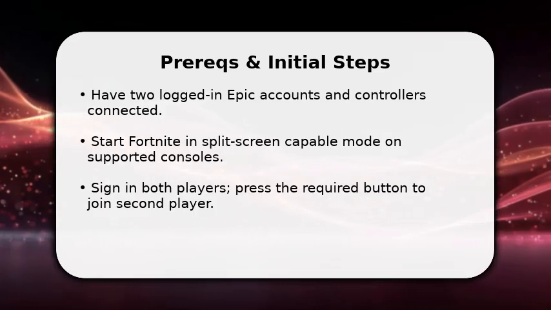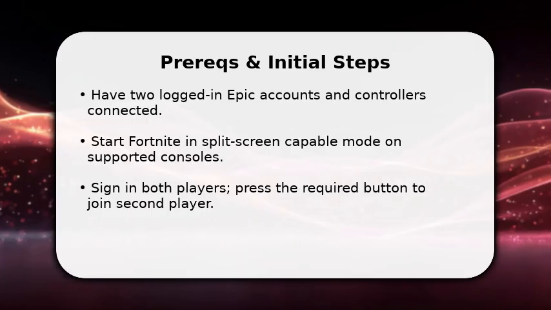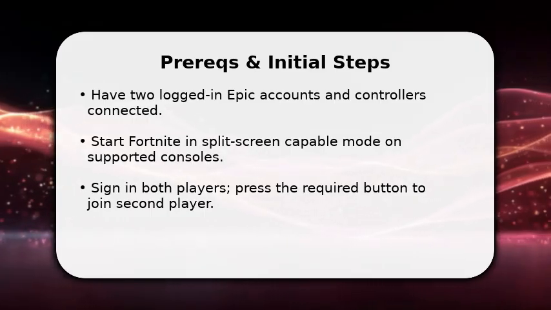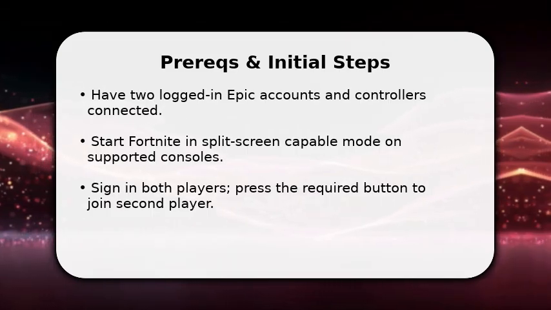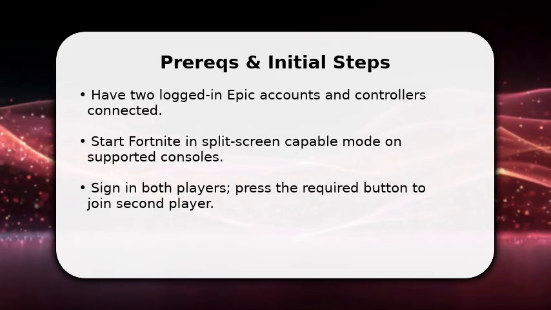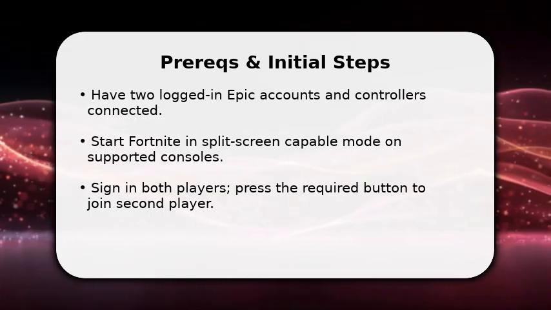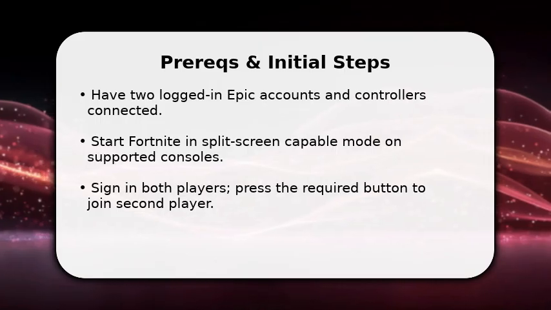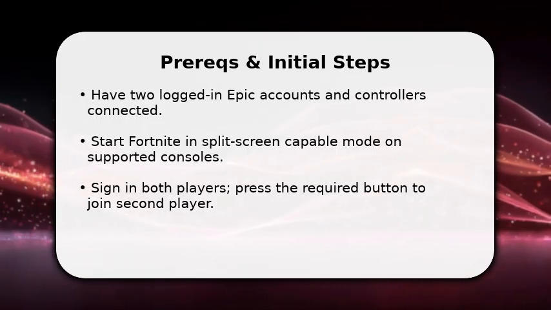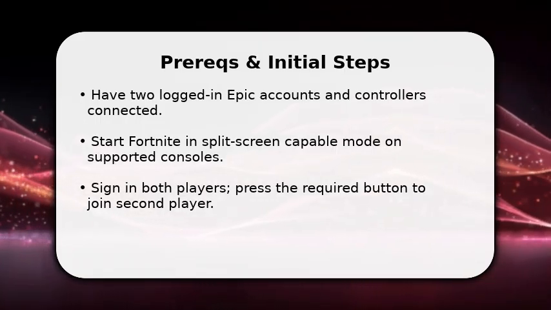You're starting immediately. Connect both controllers and sign into two Epic accounts. Once done, launch Fortnite on a supported console and enter the main lobby with Player 1. Make sure Player 2 presses the prompt to join. Don't skip this. After both players are visible in lobby, navigate to Settings. This is where we'll change display configuration.